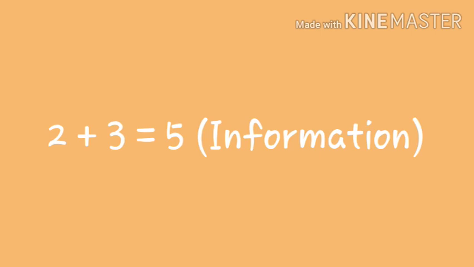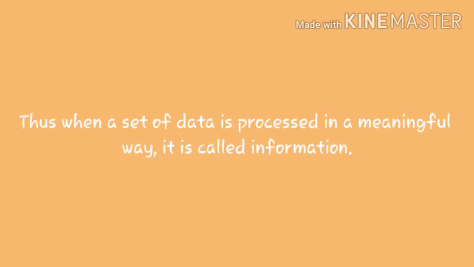But when they are arranged as 2 plus 3 equals 5, we can understand what they mean. That is, 2 is added to 3, the result will be 5. So thus, when a set of data is processed in a meaningful way, that is called information.